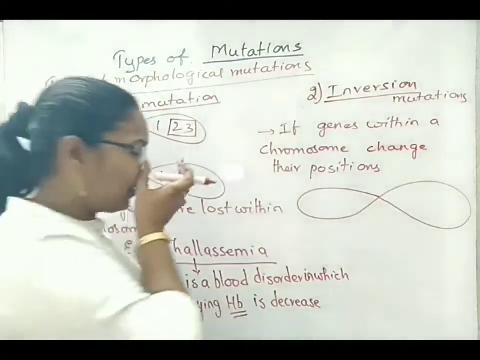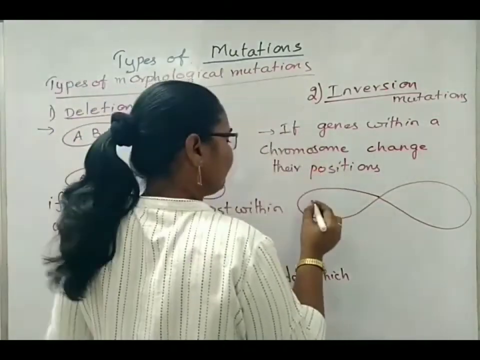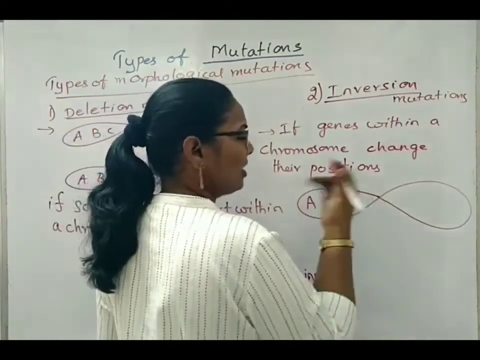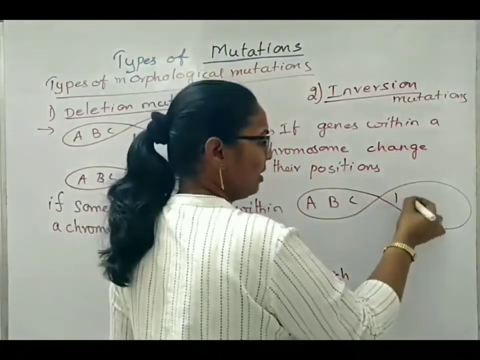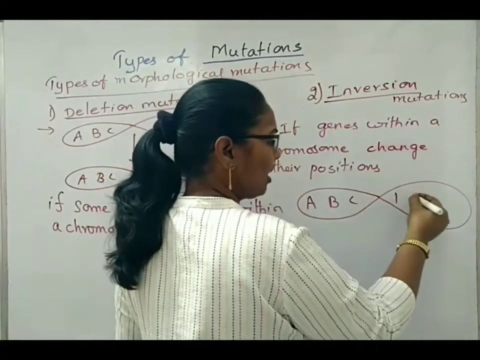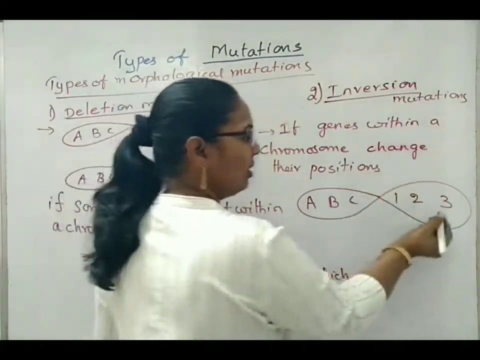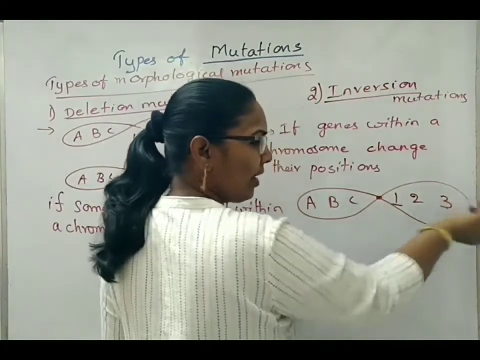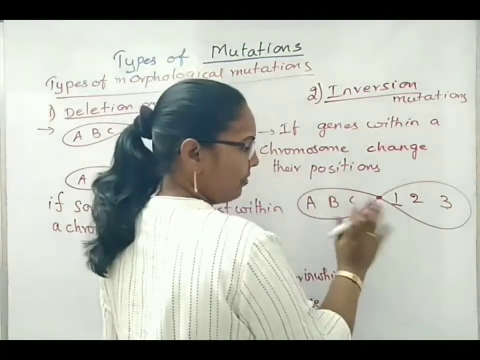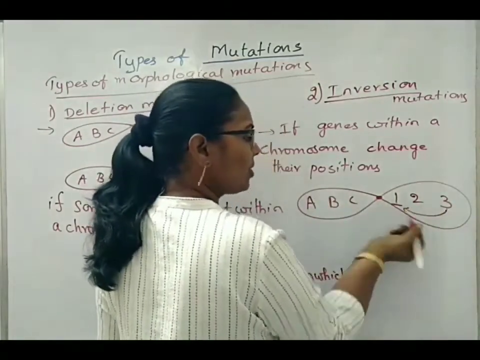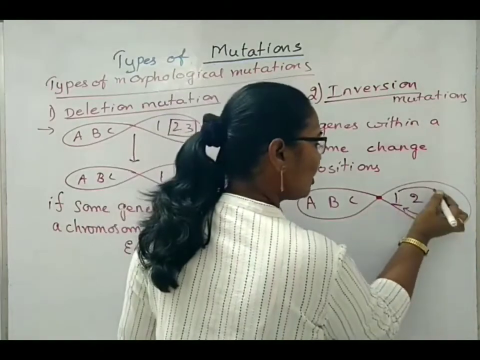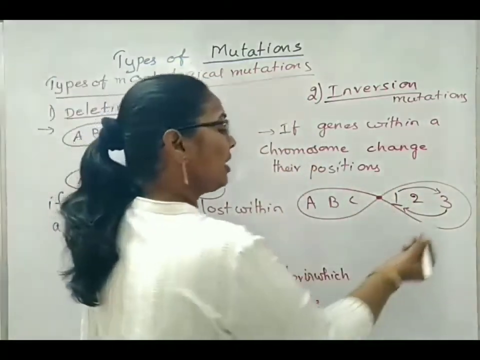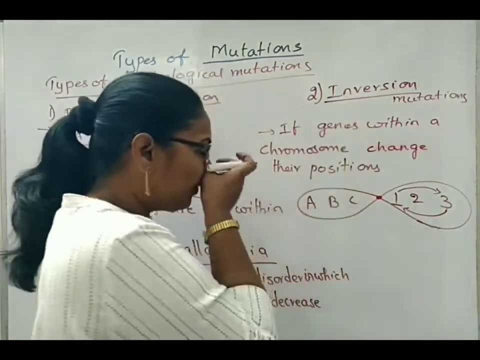inversion type of mutations. Again, we will take the same type. Suppose A, B, C type of genes are present in a chromosome. Here on another chromatid or arm, there are 1, 2, 3 type of genes. Now, 1 has to be present near the centromere, 3 has to be present away from the centromere. It is a normal condition, supposing. If the third gene has been shifted to the first gene position and the first one has replaced that third position away from the centromere, such type of mutation is called inversion type of mutation.